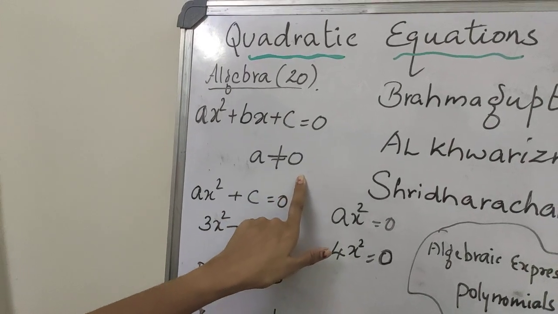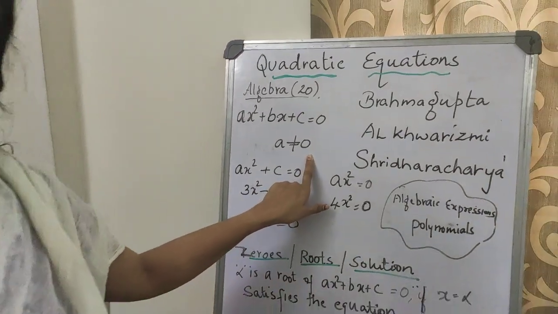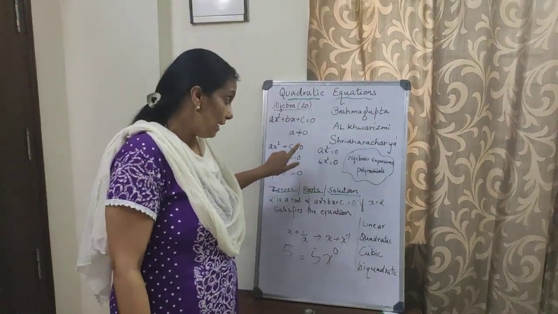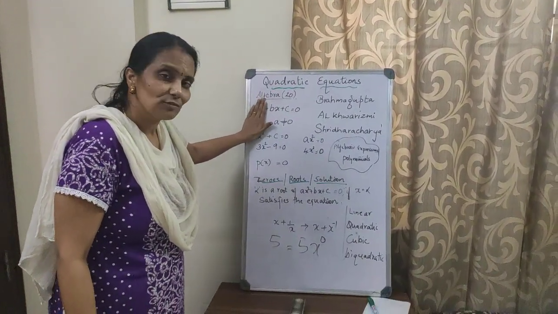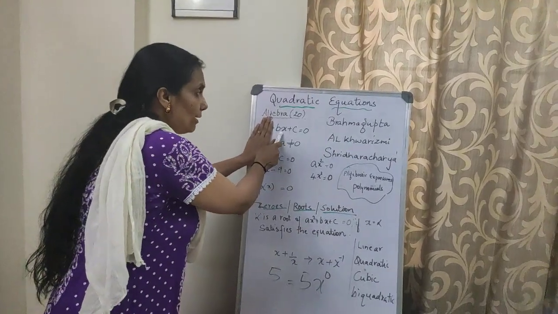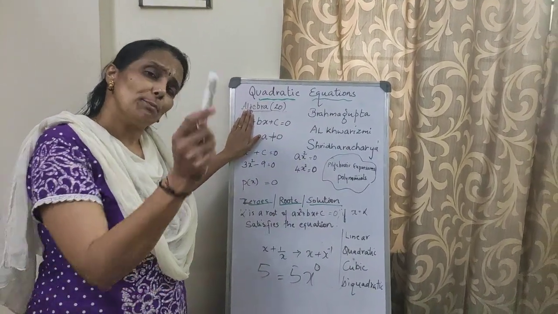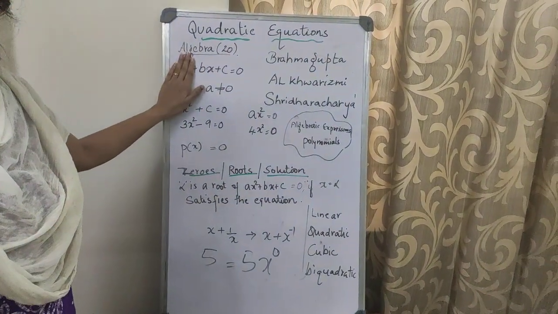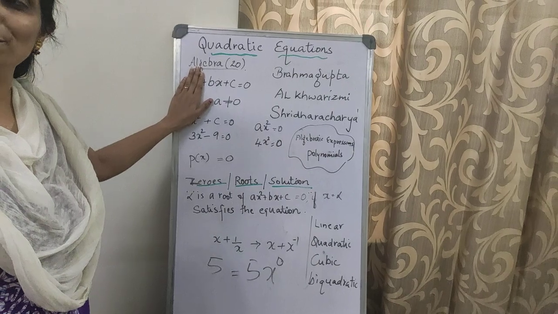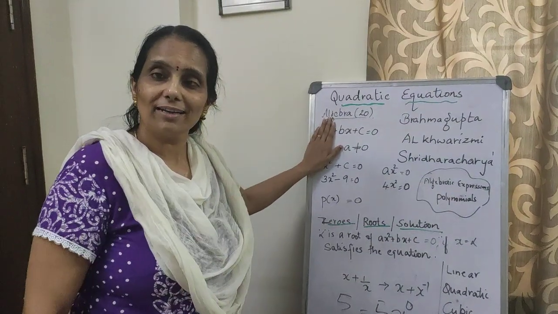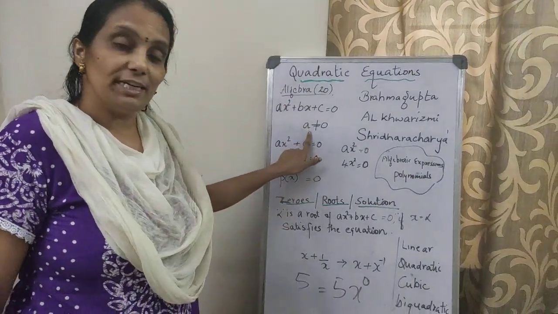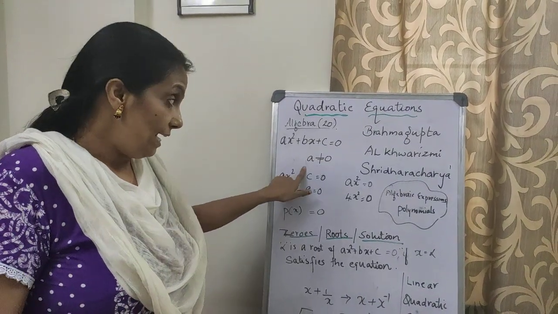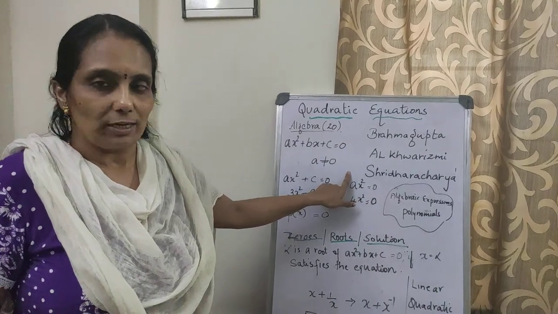equal to 0. Have you ever wondered why it is written a not equal to 0? What will happen if a is equal to 0? Yes, if a is equal to 0, this term goes off. Isn't it? What remains? bx plus c equal to 0. What type of equation does it become? Yes, it becomes a linear equation. Simple equation, linear equation it becomes. But we are learning about quadratic. That is why this condition is very, very important, that for a quadratic equation, a should not be equal to 0.